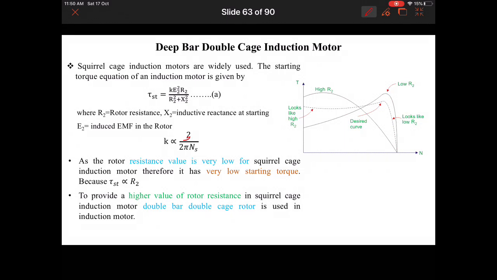As the rotor resistance value is very low for a squirrel cage induction motor, it has very low starting torque because tau_st is proportional to R2. To provide a higher value of rotor resistance, a double bar double cage rotor is used in the induction motor. In this graph we can see that for a low value of rotor resistance the starting torque is less, while for a higher value of rotor resistance the starting torque is high.